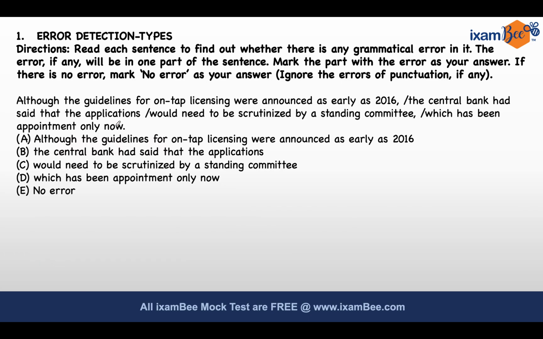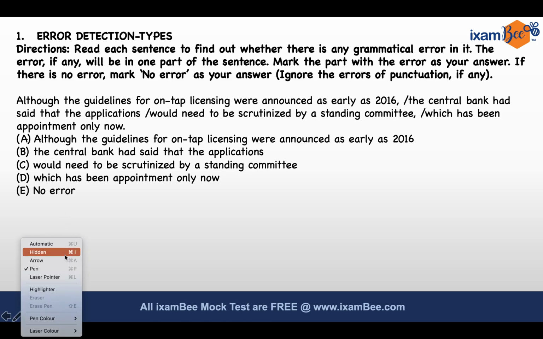Keeping that in mind, let's start looking at some important types of error detection questions. This is the first type. Read each sentence to find out whether there is any grammatical error in it. The error, if any, will be in one part of the sentence. Now, this is very, very important. So, in one part.